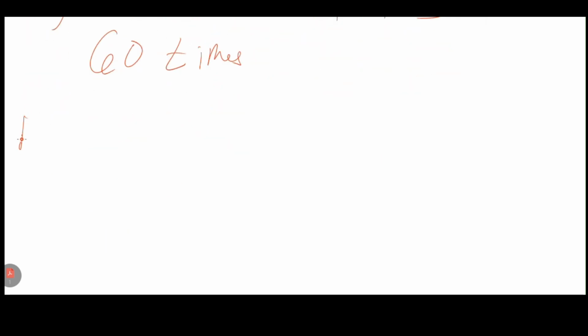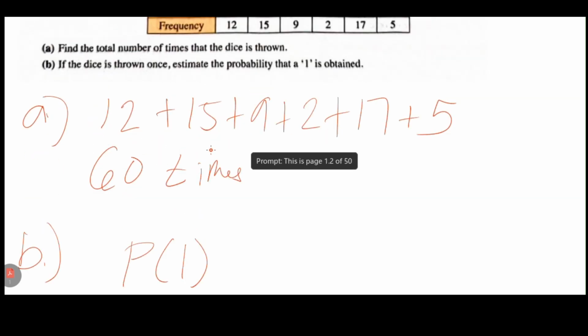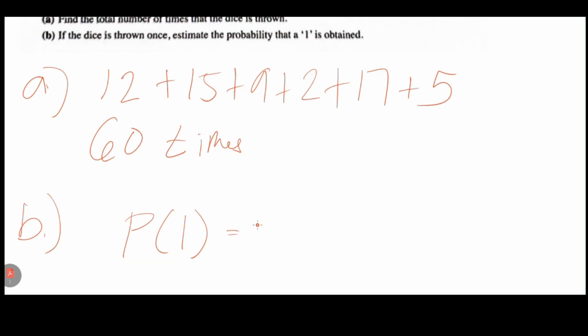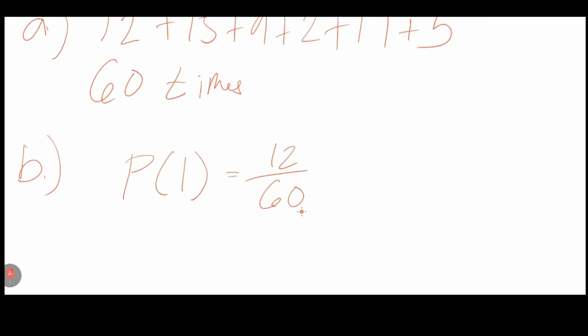So let's start with the P. The P is the probability of getting a 1. Since there are only about 12 of them, that is 12 out of 60. Now to simplify this further into its lowest terms, we divide 12 and 60, which gives us 1 out of 5.